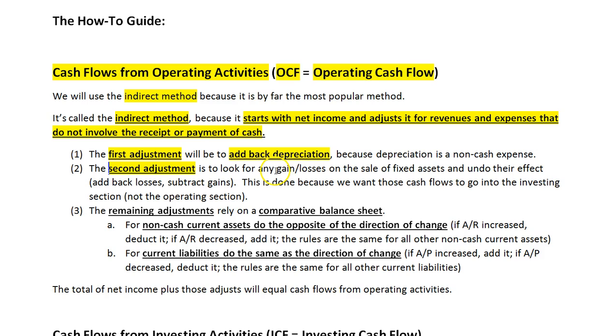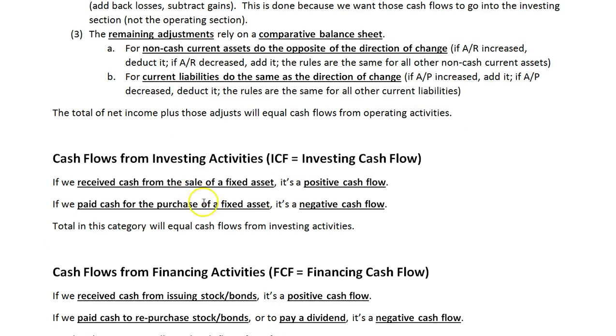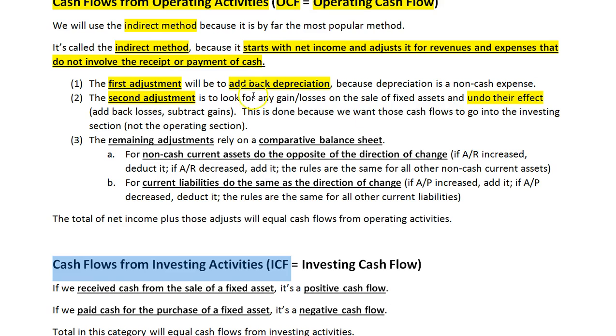So they would appear in net income. We want to back them out or undo their effect, because we want all the cash flows to go in the second section, this section down here, cash flow from investing, because they're related to a fixed asset. So this means we're going to add back any losses. Losses subtract, so we're going to add them back, and we're going to subtract any gains.